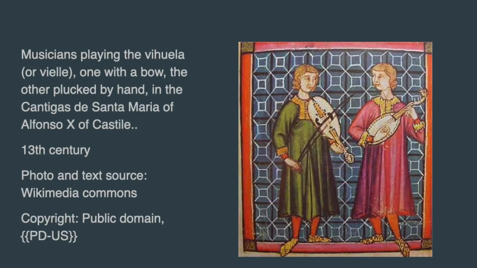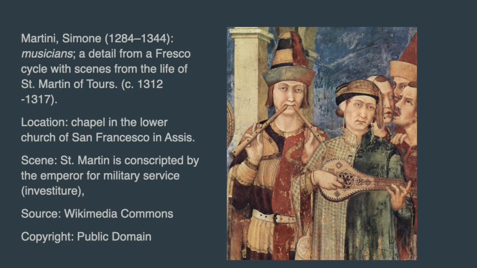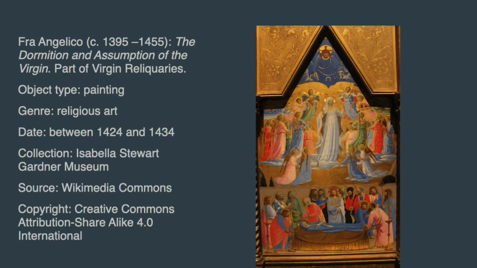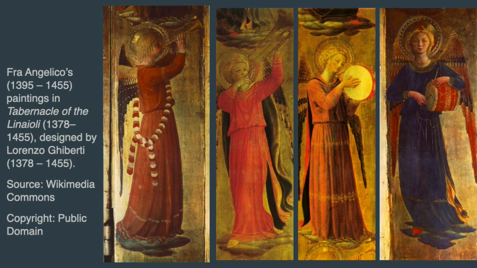In addition to illuminated manuscripts, the visual arts of the Middle Ages also included religious paintings and sculptures that depicted scenes from biblical stories and the lives of saints. These works of art often featured musical instruments and musicians as a way to represent the importance of music in the religious ceremonies and rituals of the time.